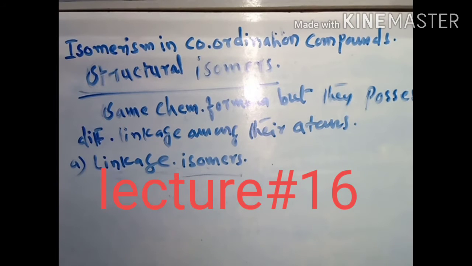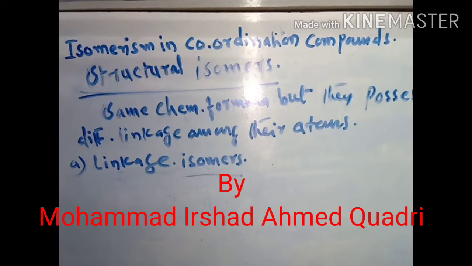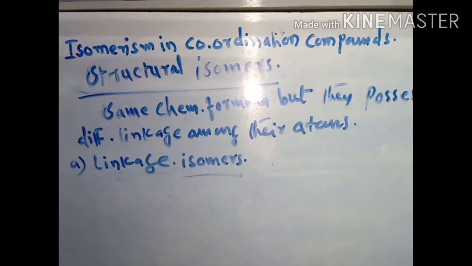Dear student, today in this video we are going to learn about the structural isomers. What are the structural isomers? Such isomers have the same chemical formula but they possess a different linkage among their constituent atoms. Means their chemical formula is same, but the ligands are attached to a central metal ion, or attached to different ligands or a different atom in a given formula.